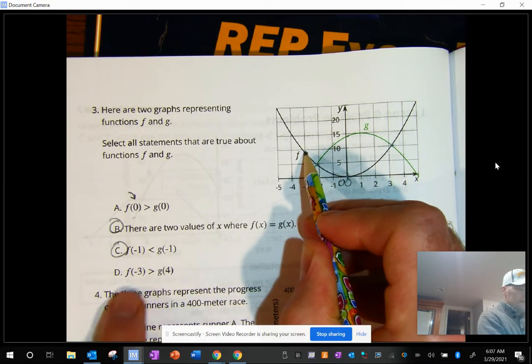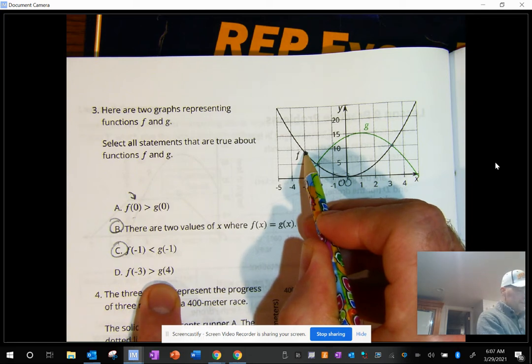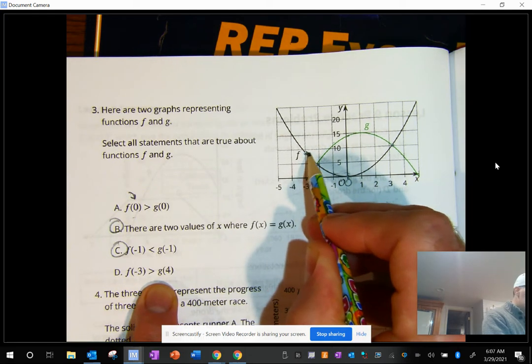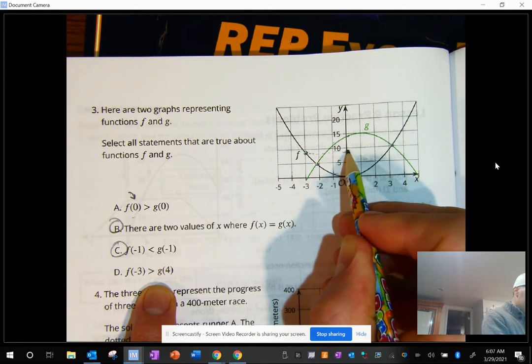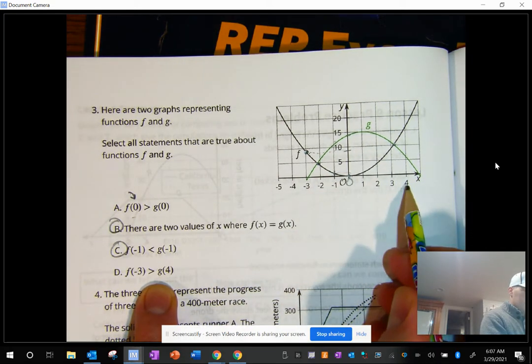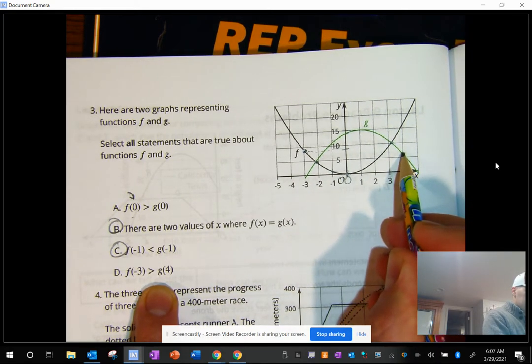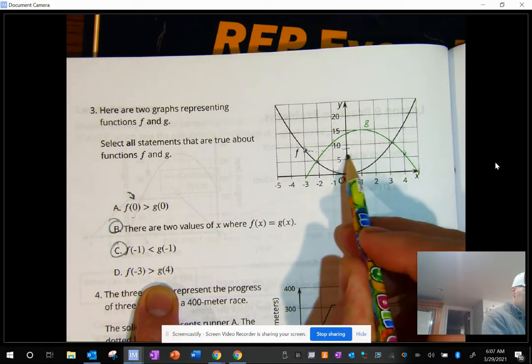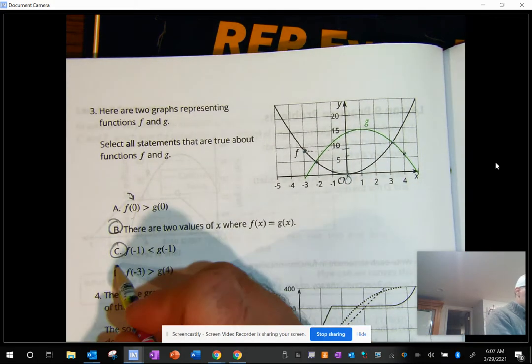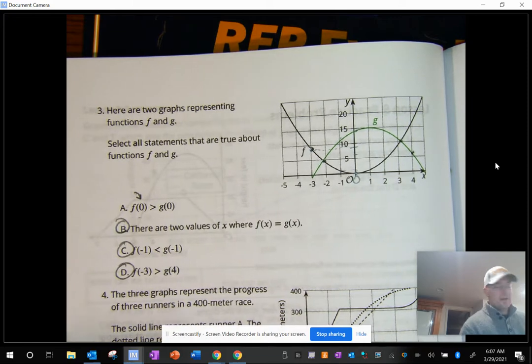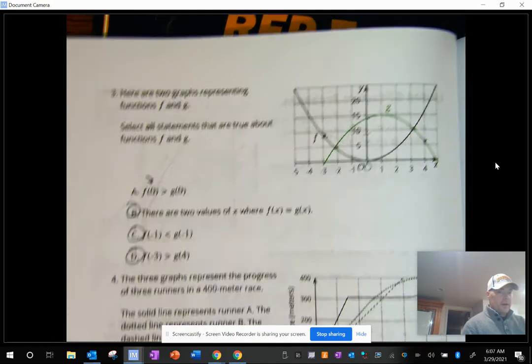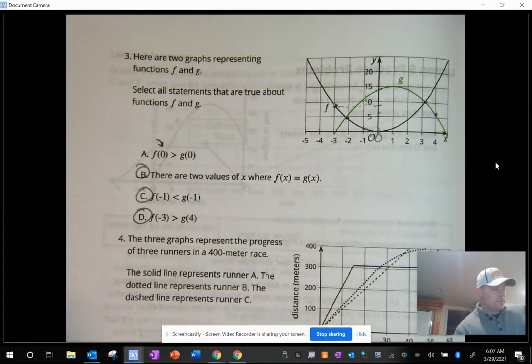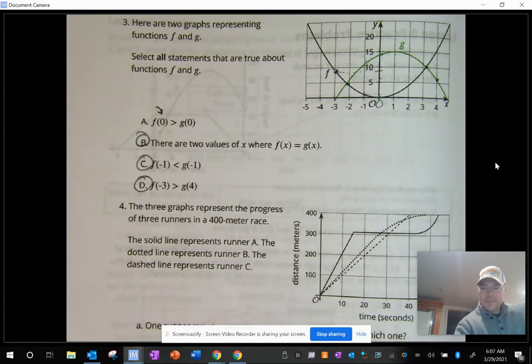Now we want to see if at 4, g is going to be higher than this point, which looks to be about 8 or 9. Let's find out. At 4, g is right here, which looks to be about 6. So this one is also true. F is higher. Okay. Don't forget your greater than less than symbols. They're just alligators. They always eat the bigger one.